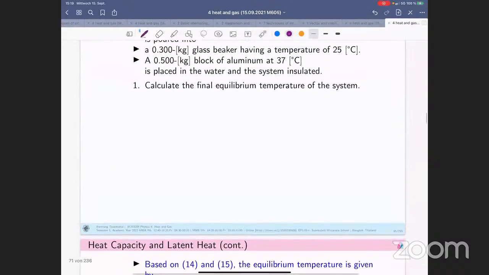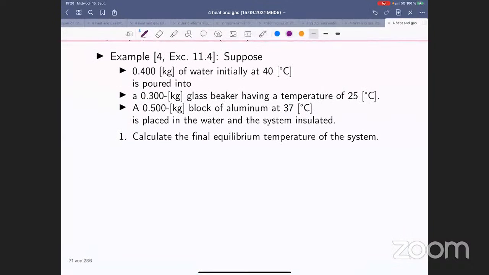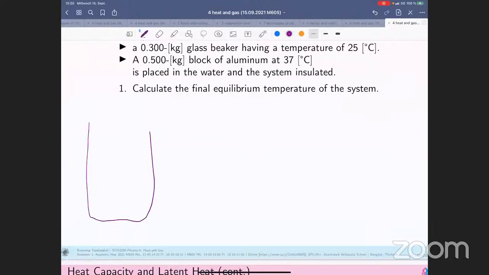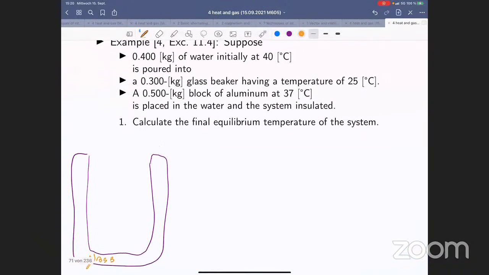We have 3 substances, okay, 3 materials. The first one is the water at 40 degrees, okay, is poured into a glass. Let me write down. Here's the glass. This is the glass, and you pour water into this. You pour the water, and it's water of 0.4 kilogram.